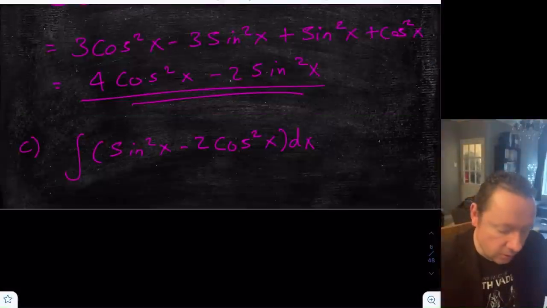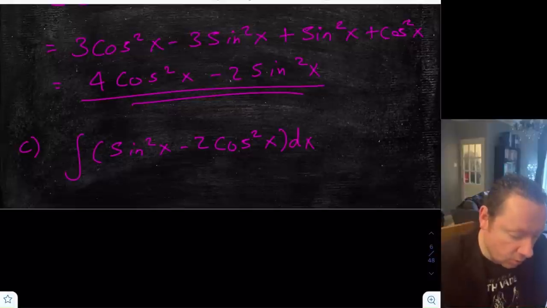Okay, part C, integrate sine squared x minus 2 cos squared x dx. We're going to use our result that we've just found out, because that looks very similar to this result.